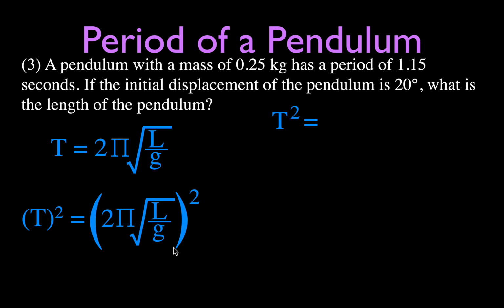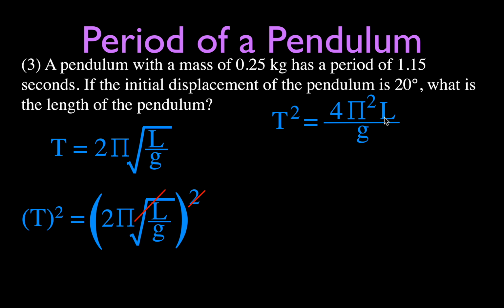And then you get that t squared is equal to, now this square and this square root are going to cancel with each other. So on the right-hand side, we're left with 2 pi squared times L. Okay, but we've got to square the 2, which gives us 4. We've got to square pi, which gives us pi squared. And since the L was under the square root sign, we're just left with L divided by g.